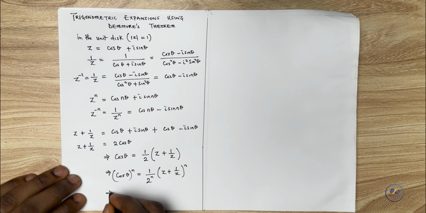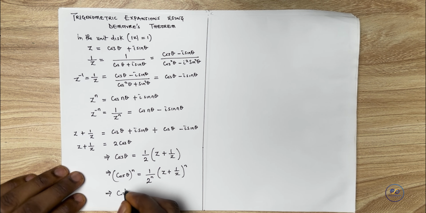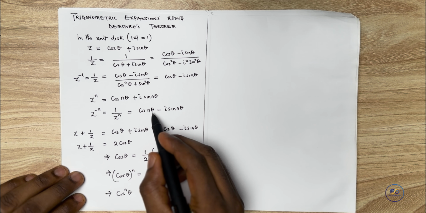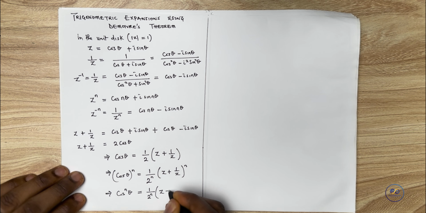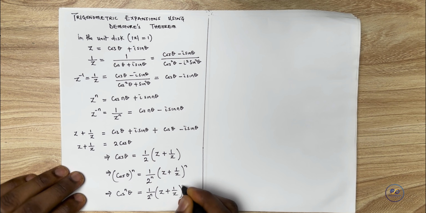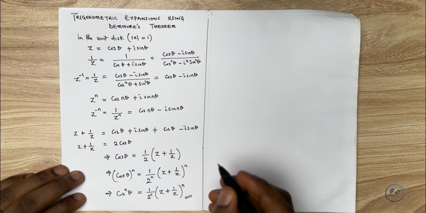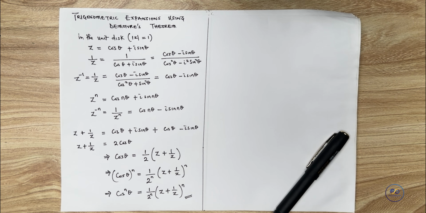Of course, this would immediately mean that cos^n θ, note that this is different from cos nθ written here. They are not the same thing. This would be 1 divided by 2 raised to the power of n, z plus 1 over z raised to the power of n. This becomes a good representation for the cosine function that we have here.